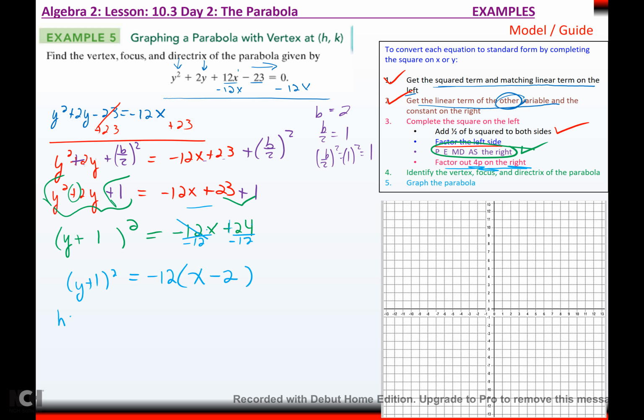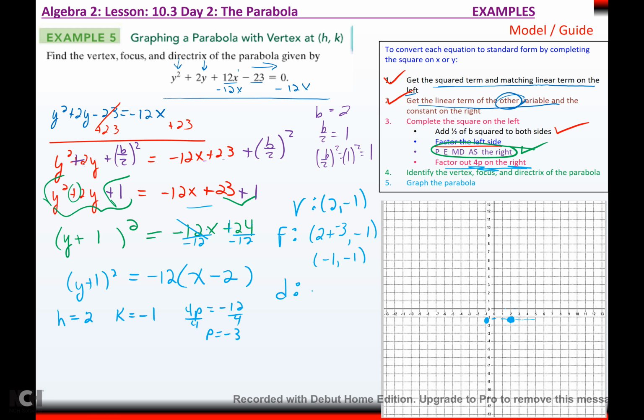Which gives me an h of 2, a k of negative 1, and a 4p of negative 12, which makes p negative 3. So I'm going to have a vertex at 2, negative 1. To get my focus, when y is squared, your k is going to stay the same, but to my h, I'm going to add p, which is a negative 3, which gives me negative 1, negative 1. My focus will be right here, which means my directrix is going to be that far on the other side, but let's do the math.